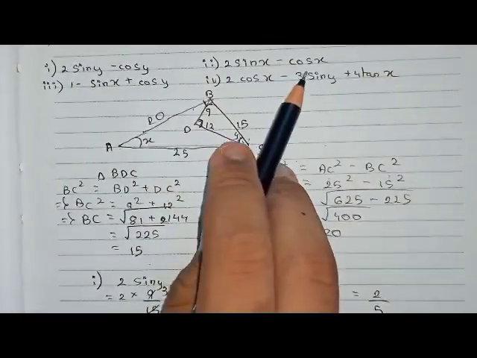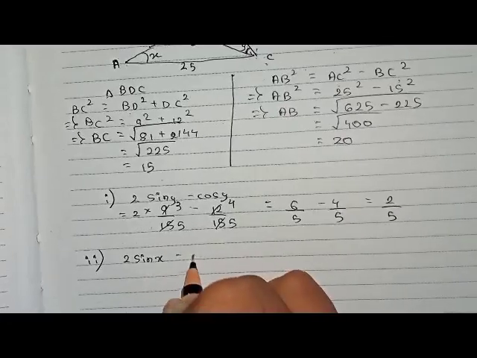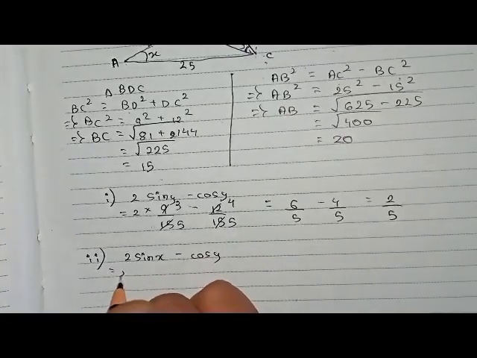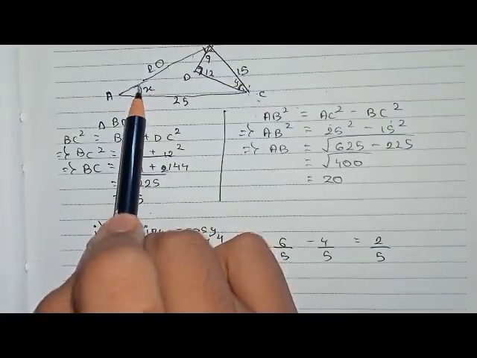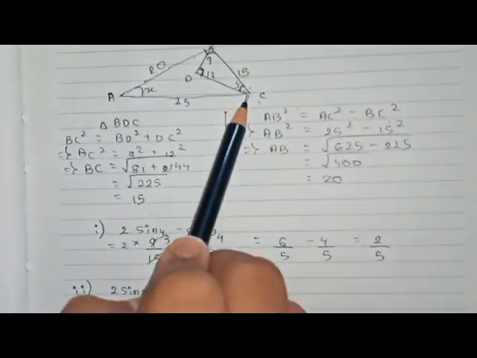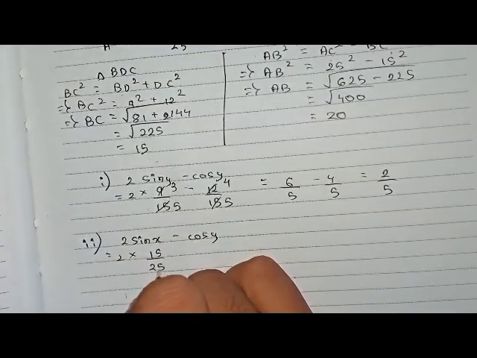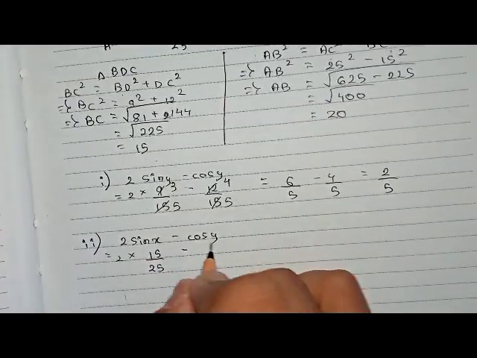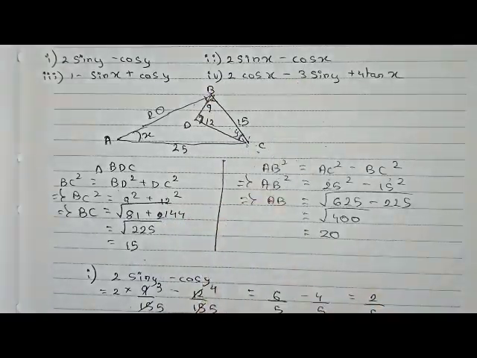Question is given 2 sin x minus cos y. So 2 into sine x. Here is our x. So sine x means height by hypotenuse. BC is our height, opposite side of x. So 15 by hypotenuse, that is 25. So 15 by 25 minus cos x. Sorry, cos y. Sorry, it will be cos x only. The question is 2 sin x minus cos x.